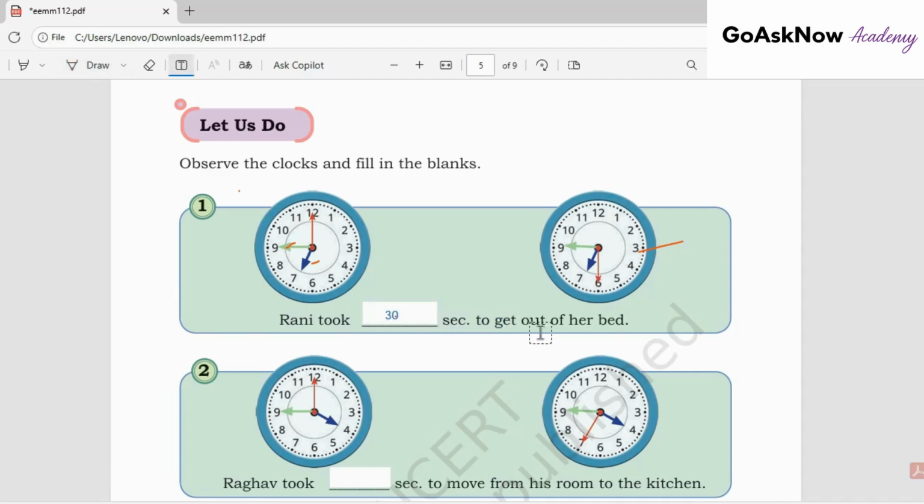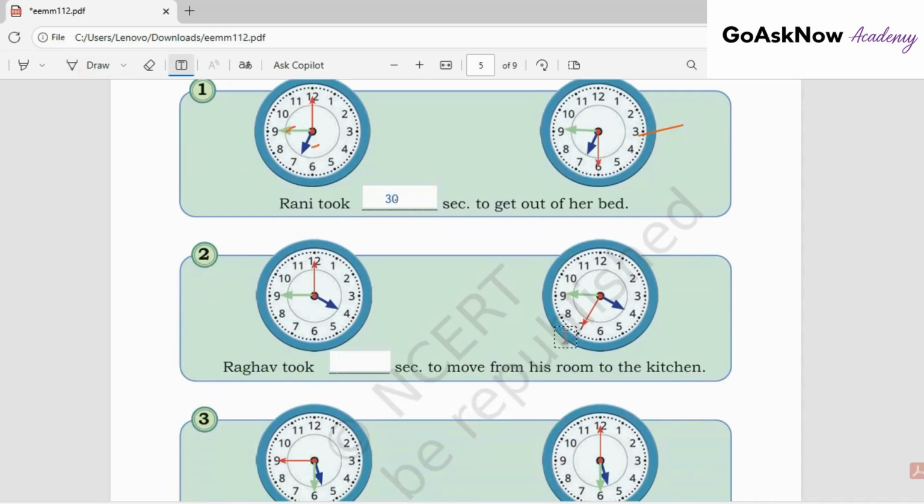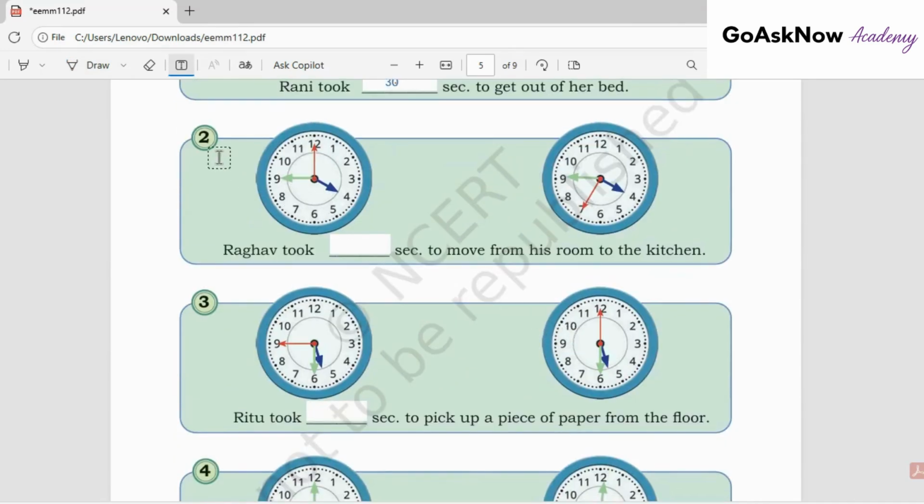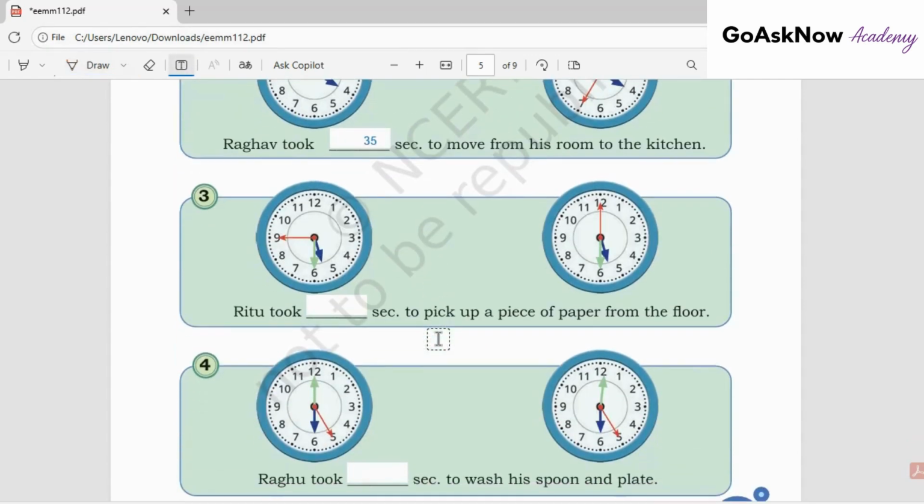Rani took 30 seconds to get out of her bed. Next, second one: Raghav took dash seconds to move from his room to the kitchen. Here, the small one is on 4. Next, the big one is on 45 minutes. Then the second hand is starting at 0. While coming to 7, it is 35 seconds. That is 35 seconds.